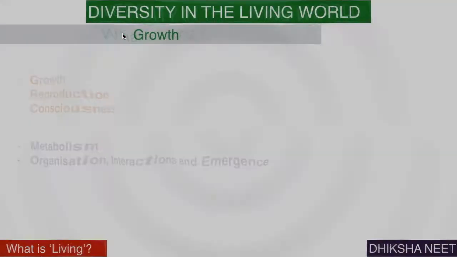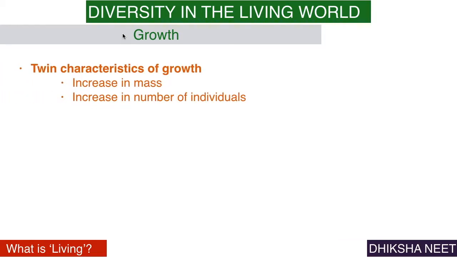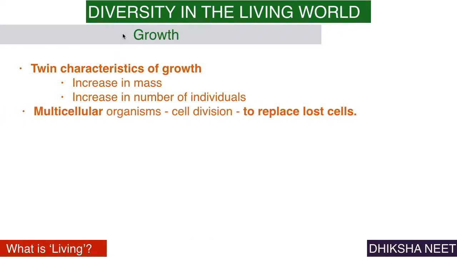Growth. All living organisms grow. Increase in mass and increase in number of individuals are twin characteristics of growth. A multicellular organism grows by cell division. In plants, this growth by cell division occurs continuously throughout their lifespan. In animals, this growth is seen only up to a certain age. However, cell division occurs in certain tissues to replace lost cells.